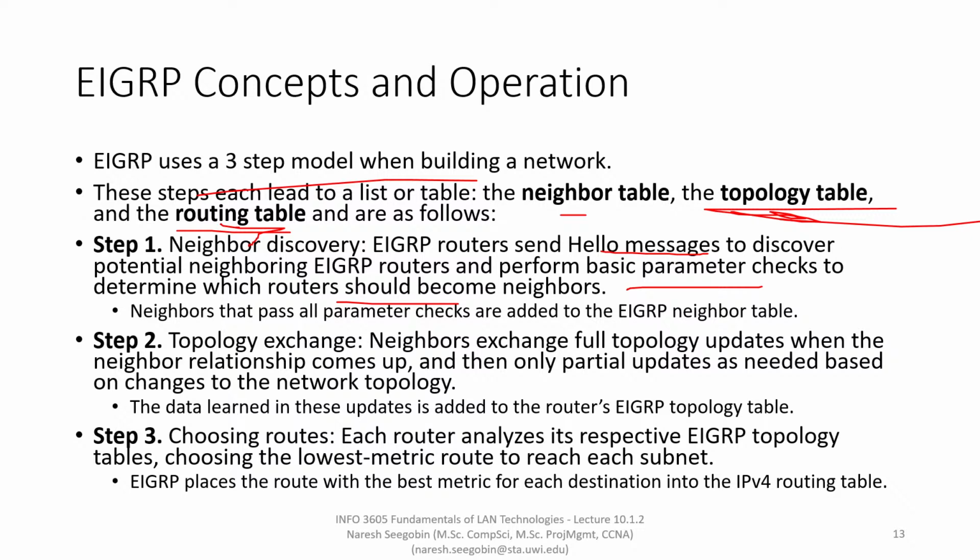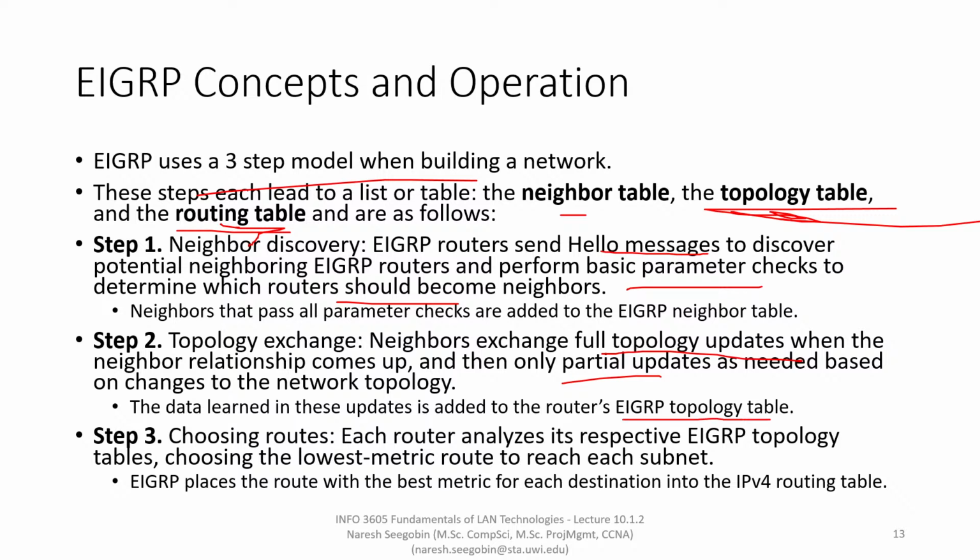That's part of your neighbor table. The next one is the topology exchange: you have full updates when the relationship comes up, and then partial updates as needed. Full updates start to build the topology table, to see the networks and who knows what. It's almost like OSPF with its link states building up, a little different because it's using distance vector to work it out.